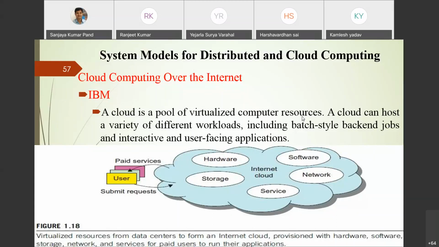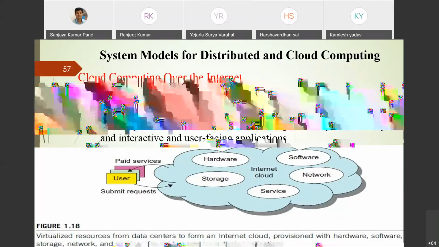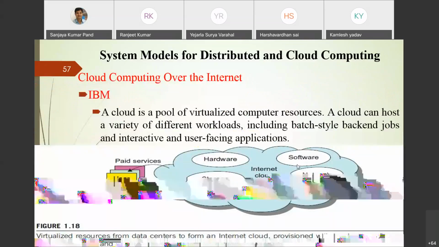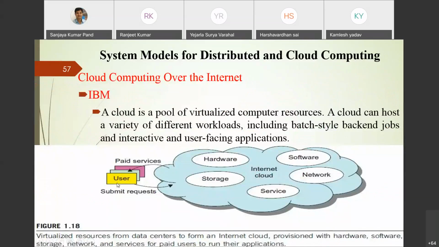Batch applications means the jobs are in the form of a queue or in a batch, and once the application is received by a provider, you will process it. Sometimes the user can also interact with the systems. So you can see the user is requesting services. It may be storage, software, or network, and these services are provided, and the user is going to pay for those services. So that is called the pay as you go model in cloud.